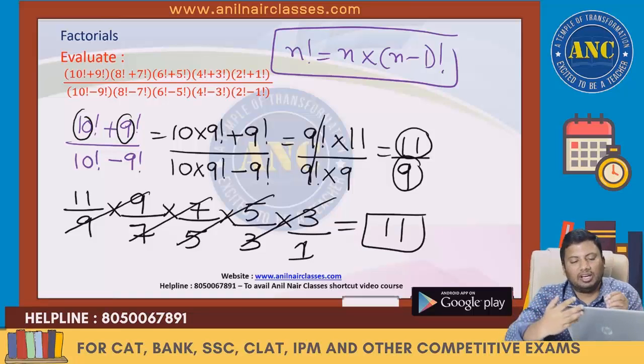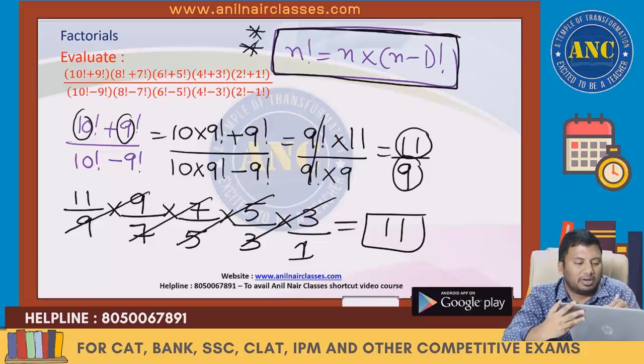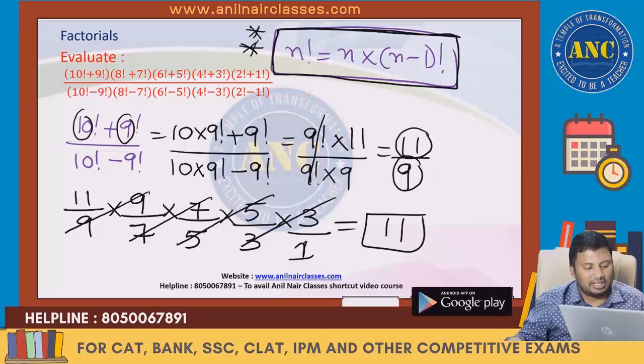n factorial is nothing but n into n minus 1 factorial. 10 factorial is 10 into 9 factorial, plus 9 factorial; 10 into 9 factorial minus 9 factorial. Next question.